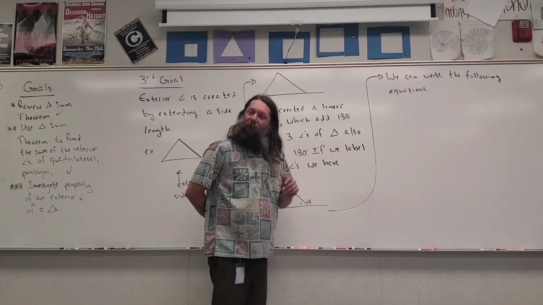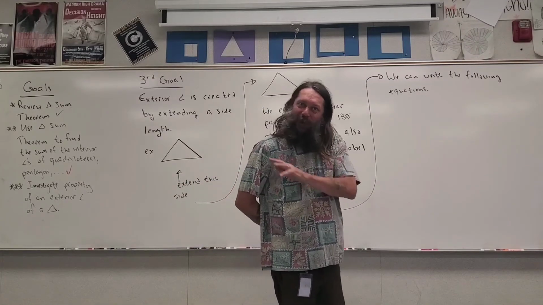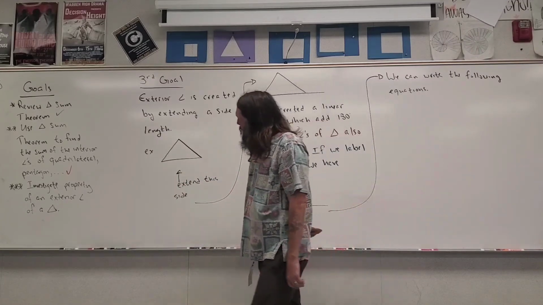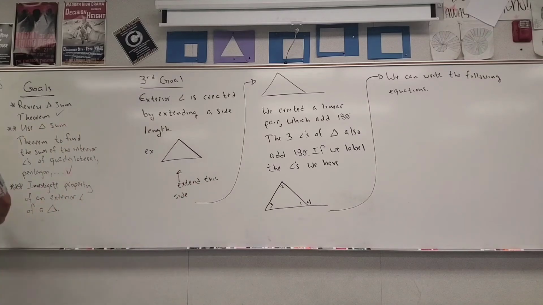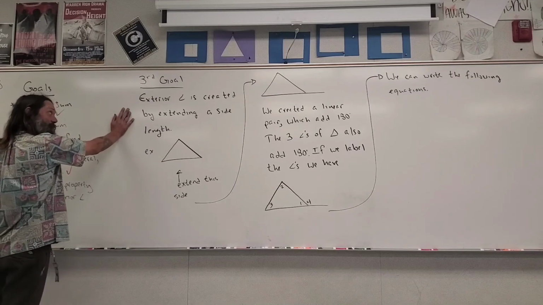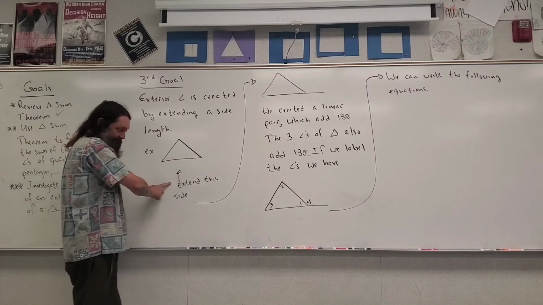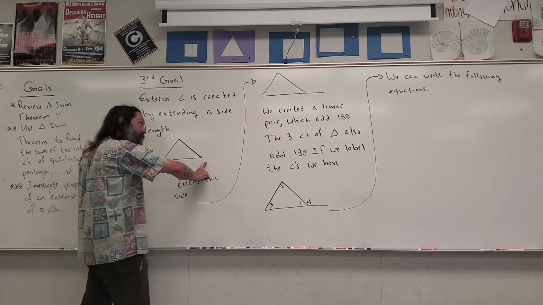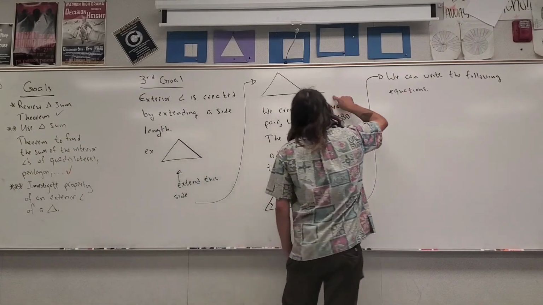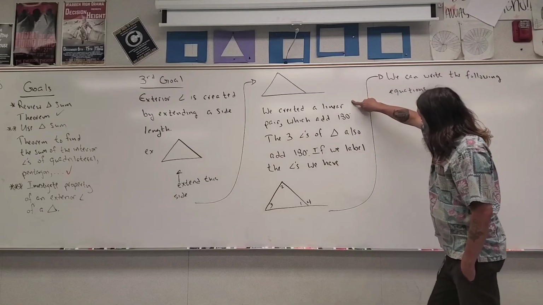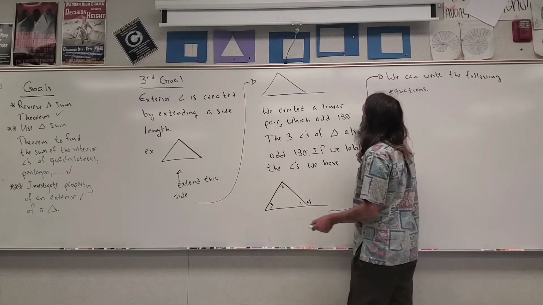I'm back for the last time, I promise. All right, so let's go ahead and go into our third goal, and it's going to be to investigate the property of an exterior angle of a triangle. So an exterior angle is created by extending a side length. So if we start off with this triangle, and I decide to extend this side right here, I get this picture. Now, when I get this picture, we created a linear pair.